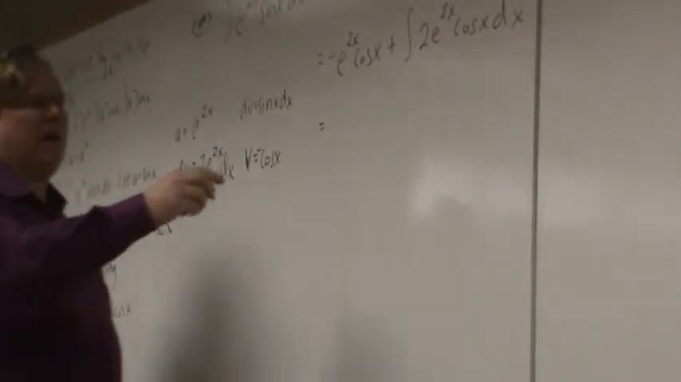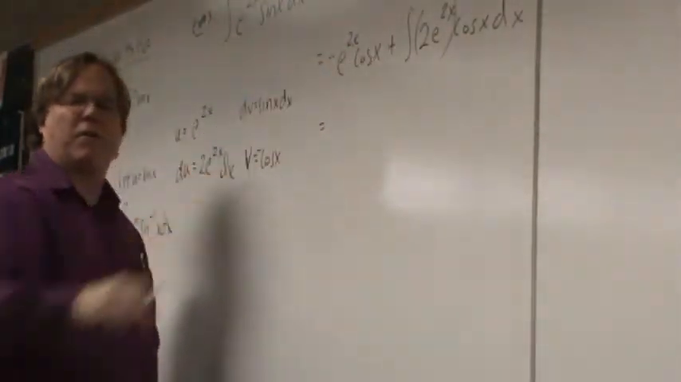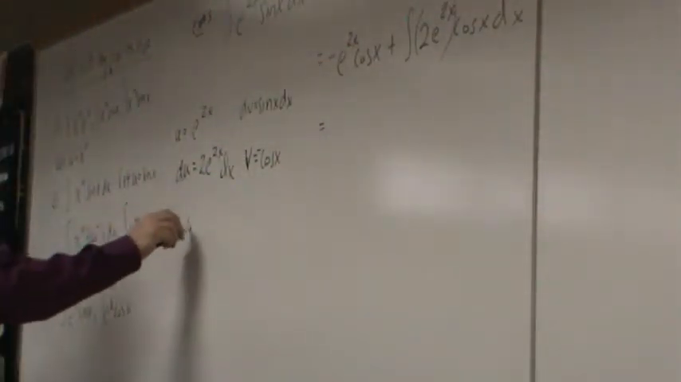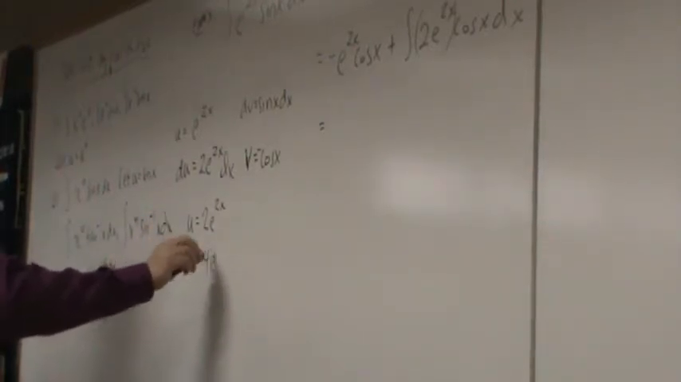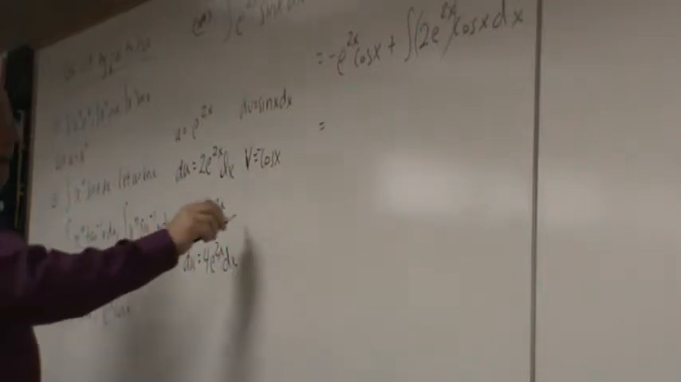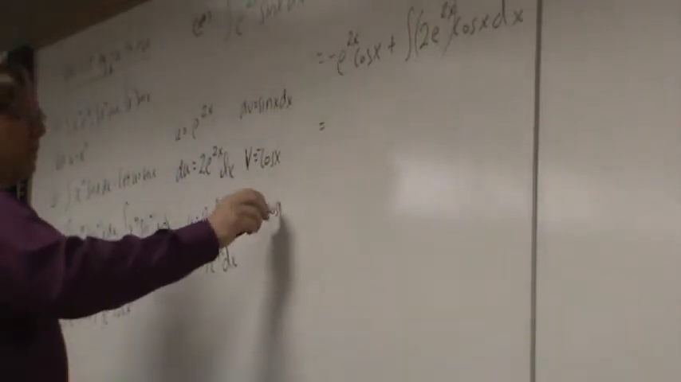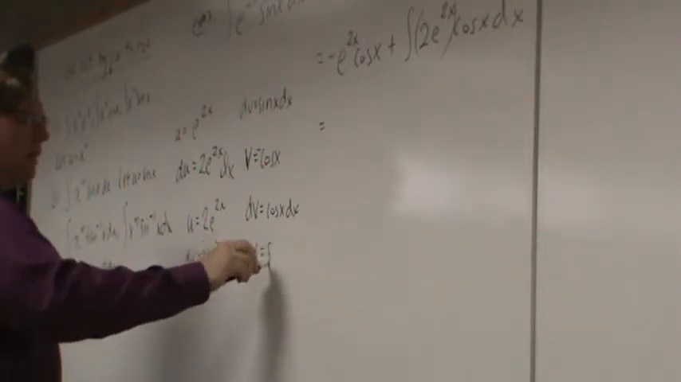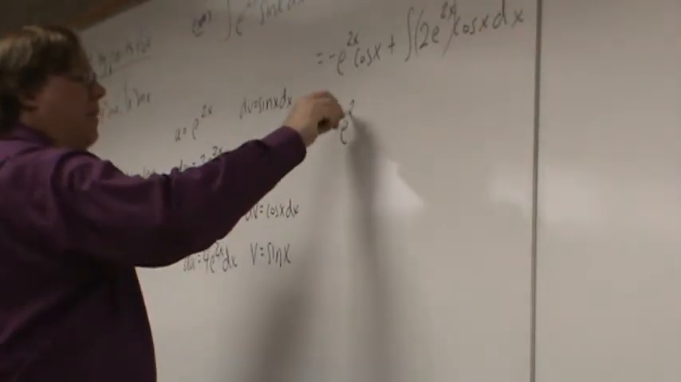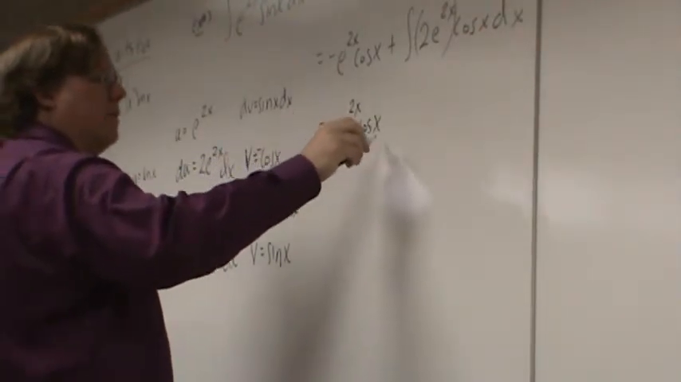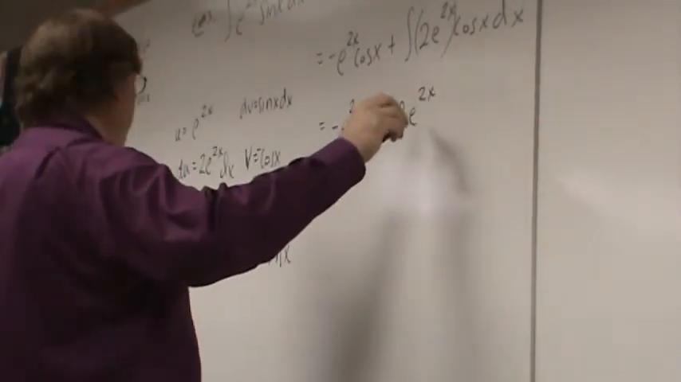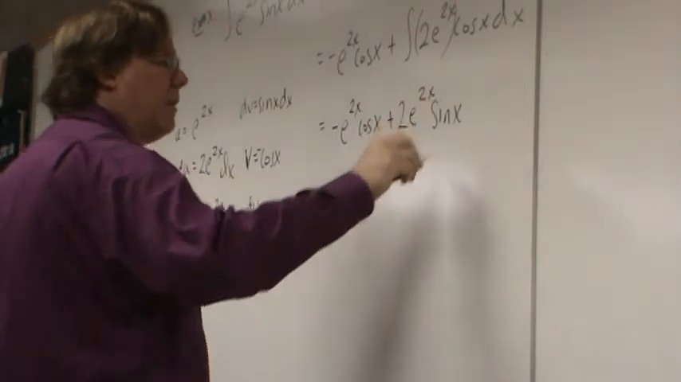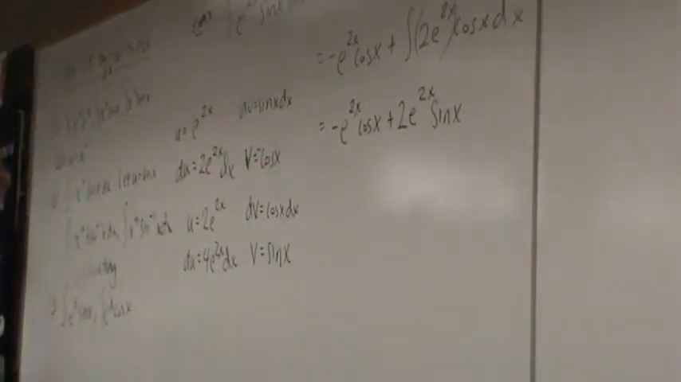I like to do it like this. I don't like to put the 2 out front and have it distribute. So I'm going to let my u be 2e to the 2x, so my du is 4e to the 2x dx. My dv is going to be cosine x dx, so my v is sine of x. And now I can rewrite this as negative e to the 2x cosine x plus 2e to the 2x sine x. So at least they don't cancel on me, like what happened before.